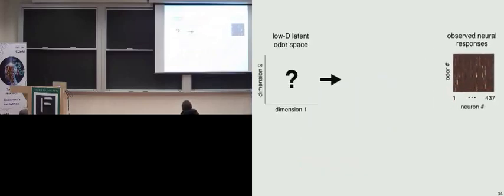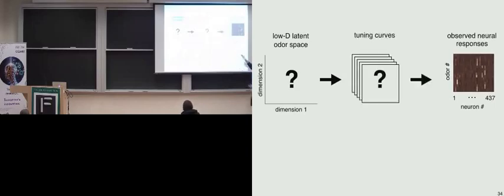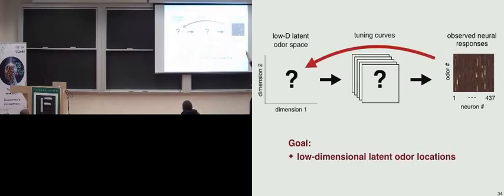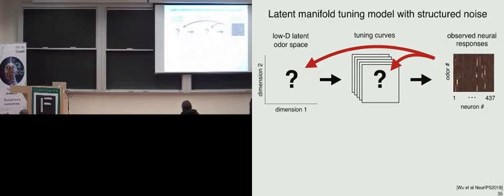So our goal, again, is to find some low dimensional latent odor space, as well as the nonlinear tuning curves to map from the low dimensional space to the high dimensional neural population. And we want to infer this low dimensional latent odor space and the tuning curves from the data only. Here we propose a model similar to the previous one, the latent manifold tuning model with structural noise. That's a bit different; I'm going to explain this later.